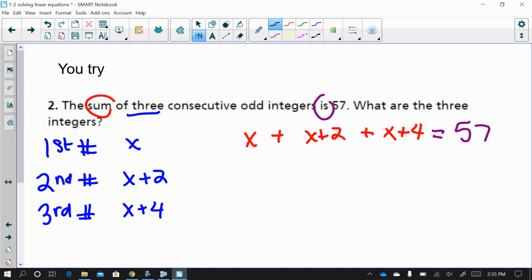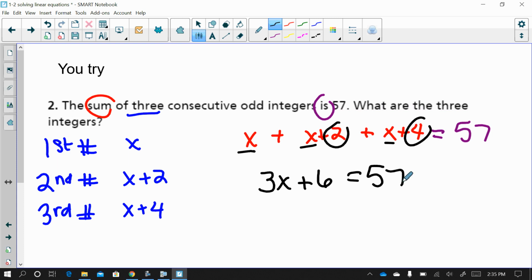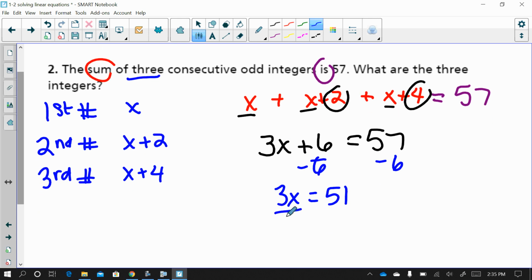So from here, just combining like terms. I have 1, 2, 3 x's. And my constants, I have 6. From here, you're just solving for x. So minus 6. 3x equals 51. Divide by 3. x equals 17. Am I done with the problem?